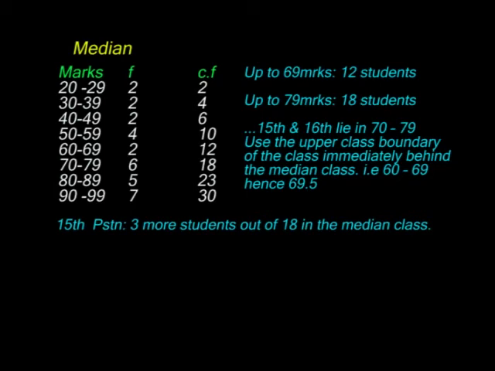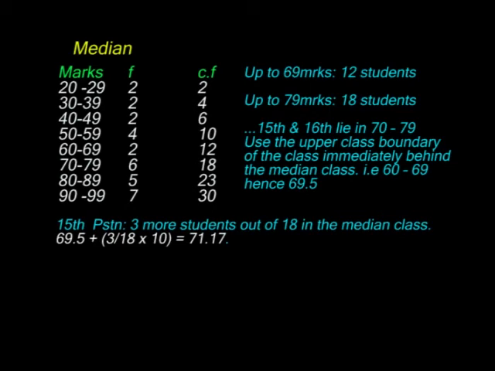Now up to the median class, we have 18 students. Out of this, we need only 3 to get to the 15th position. The class interval for the median class is 10, that is 79 minus 70. So we go like this. We have 69.5 plus 3, which is the number of students we need, out of the total 18 multiplied by the class width, which is 10. If we do that, we get 71.17.